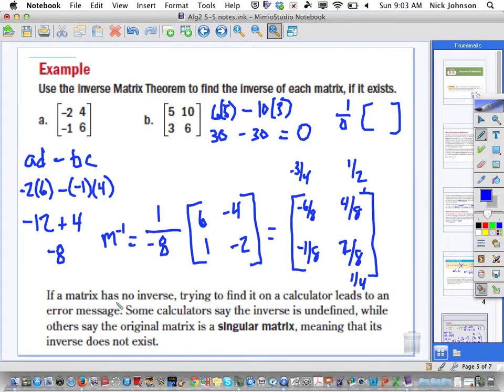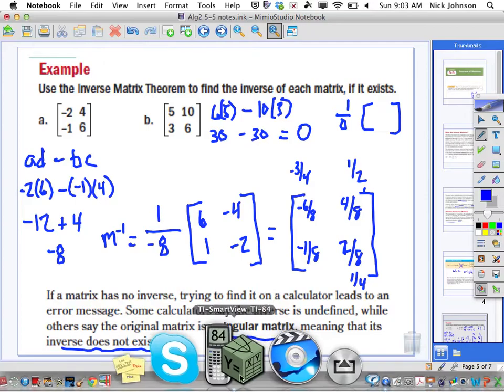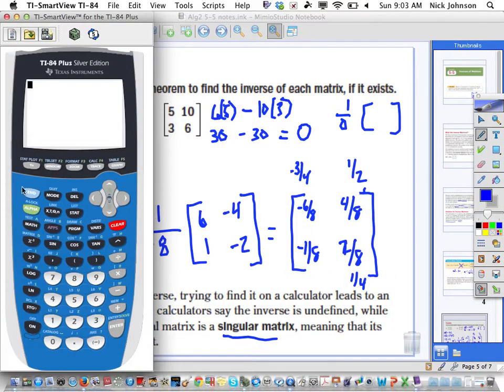So it says, if a matrix has no inverse, trying to find it on a calculator leads to an error message. Some calculators say the inverse is undefined, while others say the original matrix is a singular matrix, meaning that its inverse does not exist. So let's put that one on our calculator just to show you what it would look like.